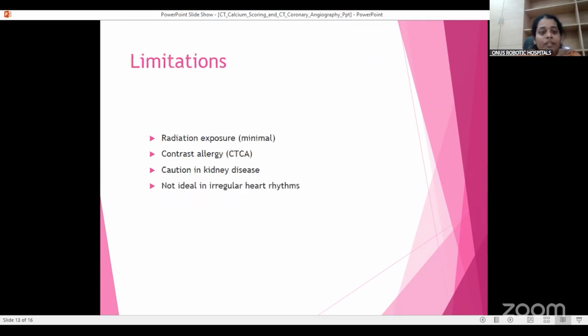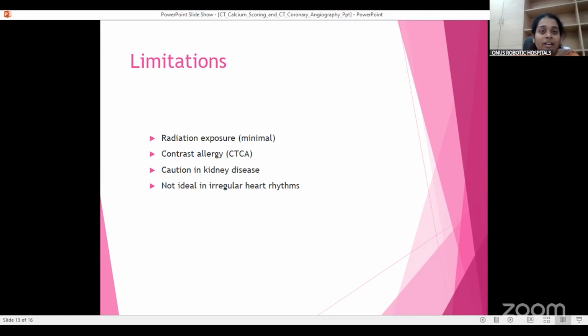Further limitations of this are the radiation exposure, but it's very minimal. And one more thing to consider is the contrast. During the CT coronary angiography, not the CT calcium score, we give a dye injection. Some patients can have allergic reactions to the contrast, which can be mild to severe. And we need to check the kidney function test prior to any CT coronary angiogram because the dye is excreted through the kidneys.